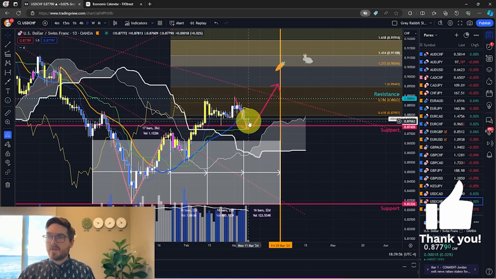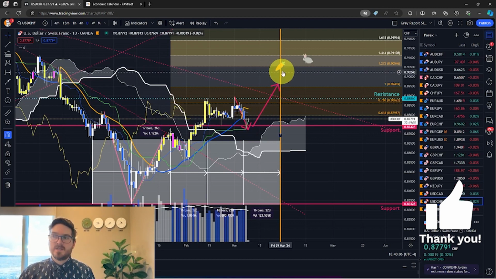So right now it looks like this could be the Henka B. And once we start to get the trends forming on the lower time frame, we can look to enter a trade.